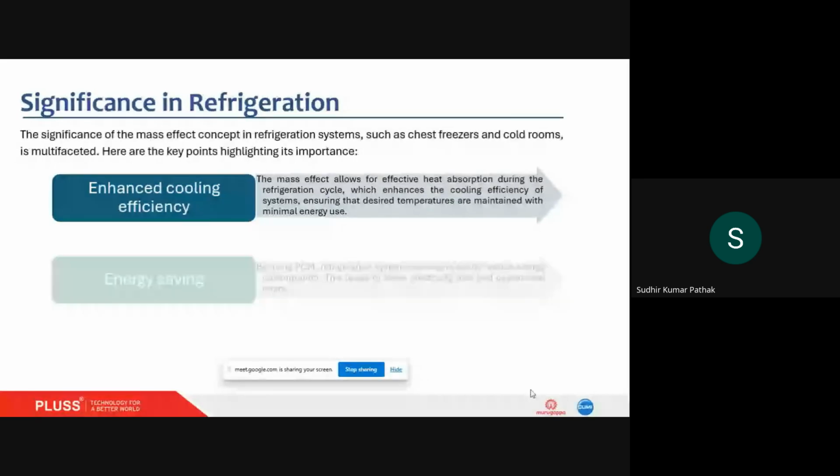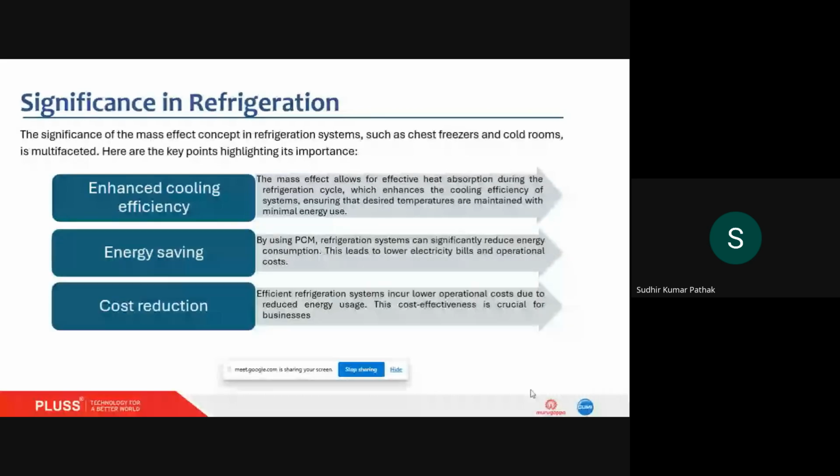Second, we get energy saving. If we use PCM in a refrigeration system, that will reduce the consumption of energy. That's how we can save energy, leading to lower electricity bills and operational costs. Next, we can reduce the cost by using phase change materials. Efficient refrigeration systems incur lower operational cost, because whenever we save energy, we are saving cost due to reduced energy use. And this effectiveness is a crucial factor for business applications in the refrigeration industry.